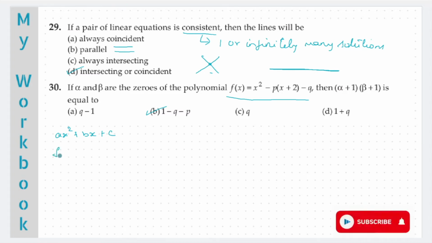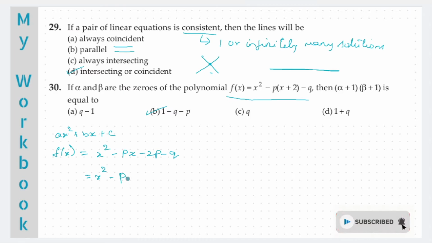So first let's express this in the standard form. x square minus px minus 2p minus q. So this can even be written as x square minus px plus (minus 2p minus q). This entire term will be the constant c, minus p is b and a is 1.